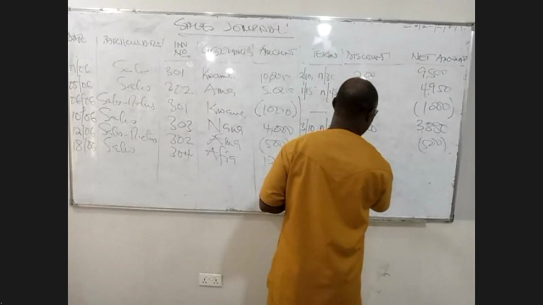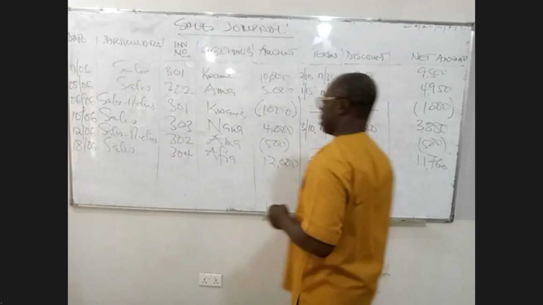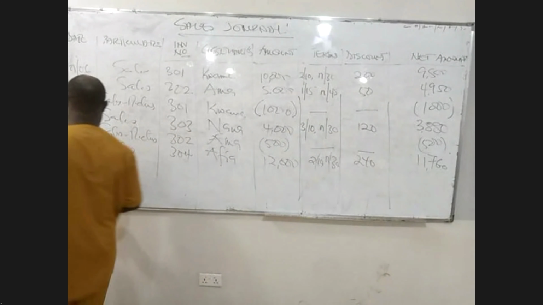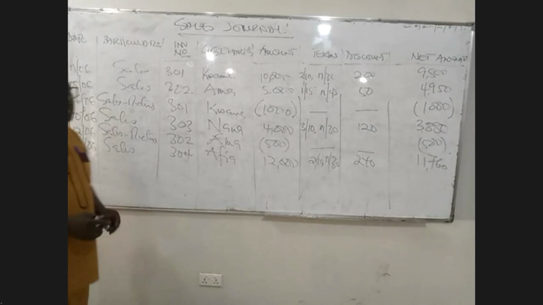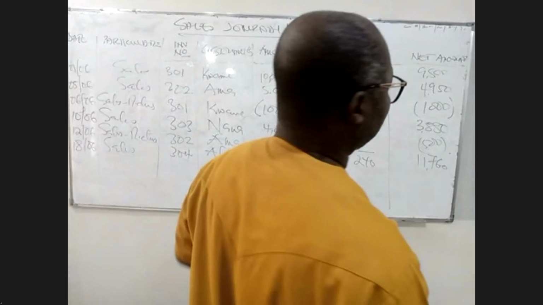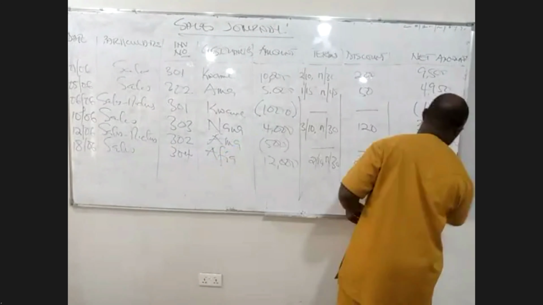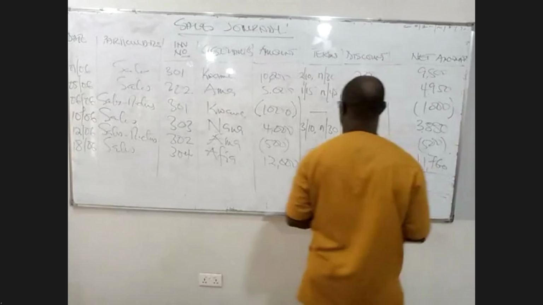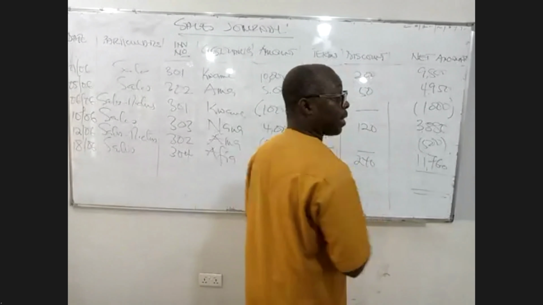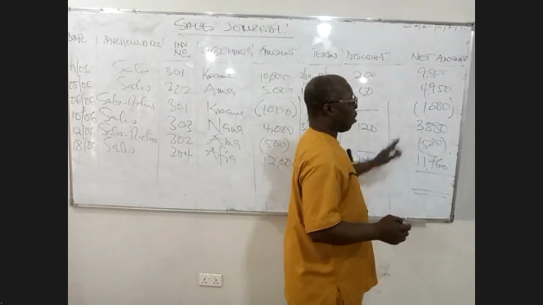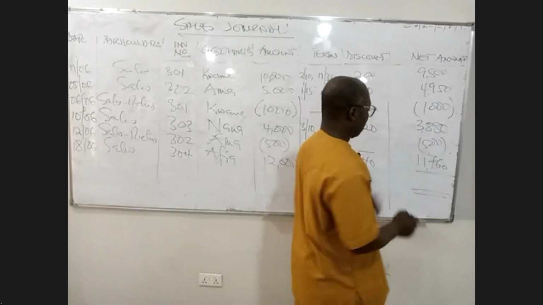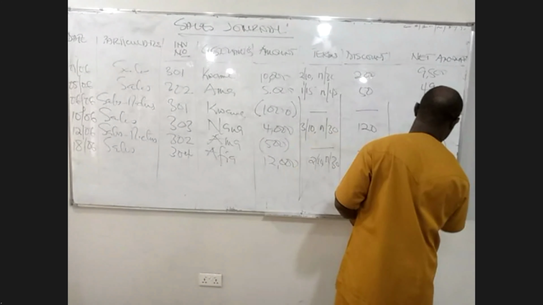11,760. Thank you. Is that all? That's all, eh? Okay. All right, that's all. So then, come again. Confirmed? 28.